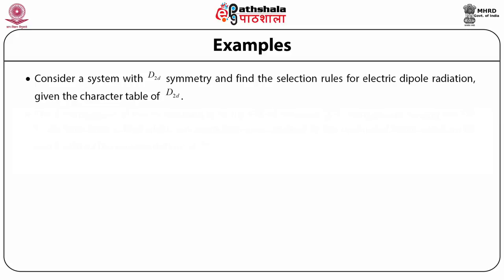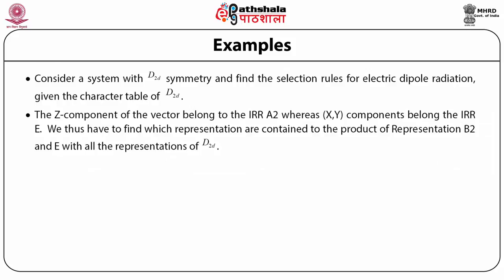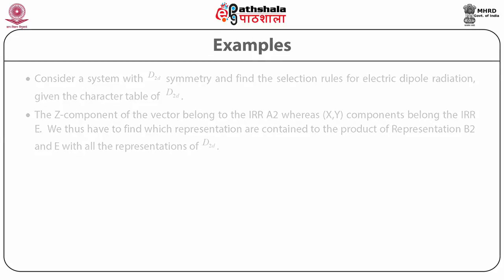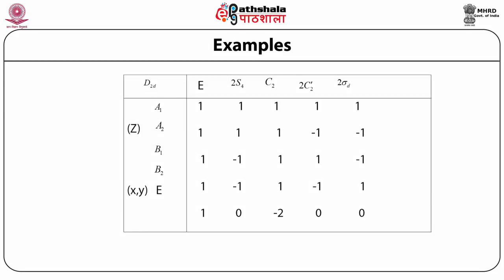The character table of D2d is given. The Z component of the vector belongs to the irreducible representation B2, whereas the X and Y components belong to the irreducible representation E. So what we have to do then? What we have to do is to find which representations are contained in the product of the representations B2 and E with all the representations of D2d. So we can construct a table with the product of the representations and resolve them into the irreducible representations of the group D2d.